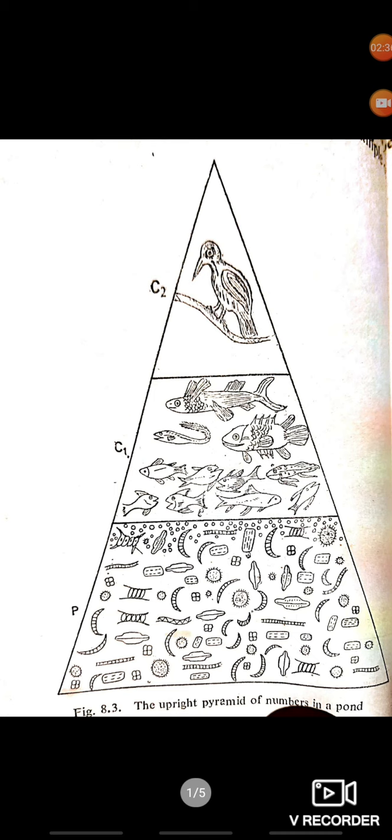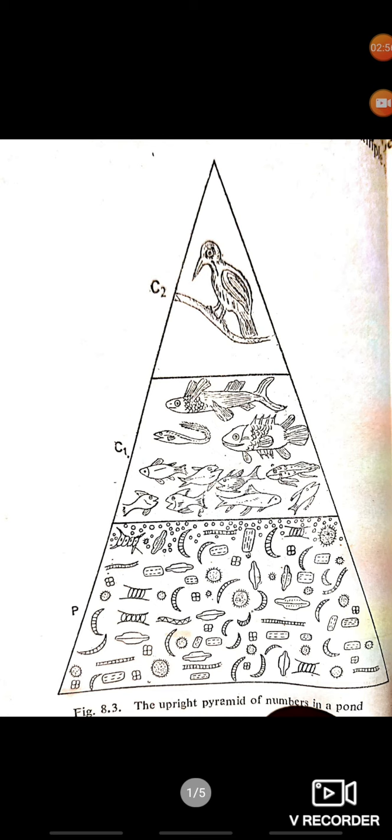What happens here? The number goes on decreasing towards the top carnivores, therefore the pyramid is upright. Similar pyramids are met with a grassland and a crop field.